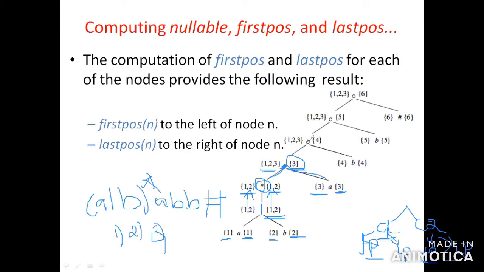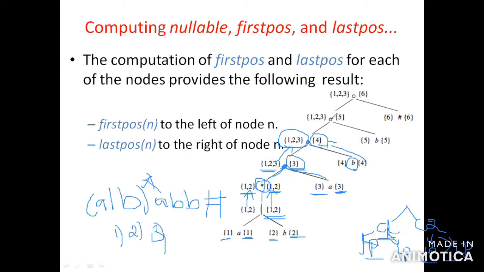Then go to the next tree, cat node. Check the previous thing. It is not nullable, because here the left child is the dot symbol and the right child is B values. So for first position you write the first position of C1 value. For last position, the C2 value you have to write. So 1, 2, 3. Here you can write 4.